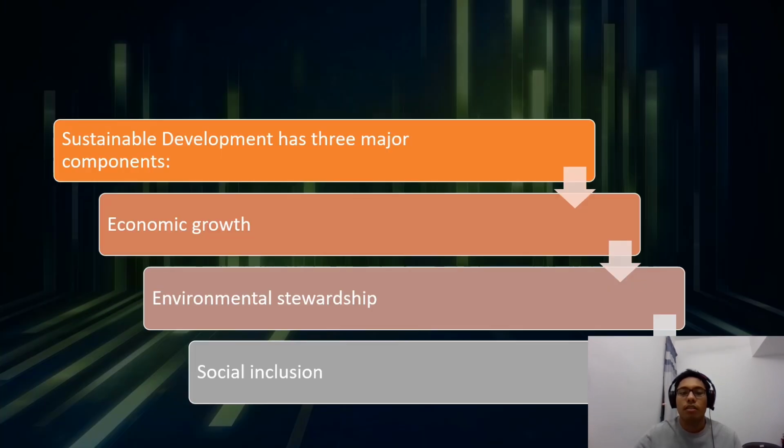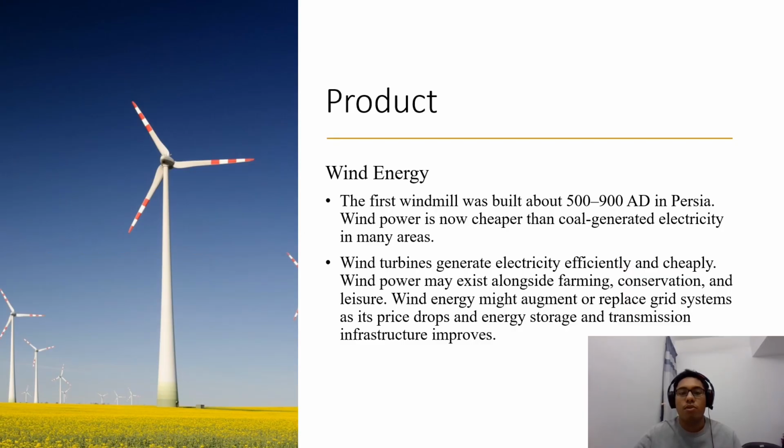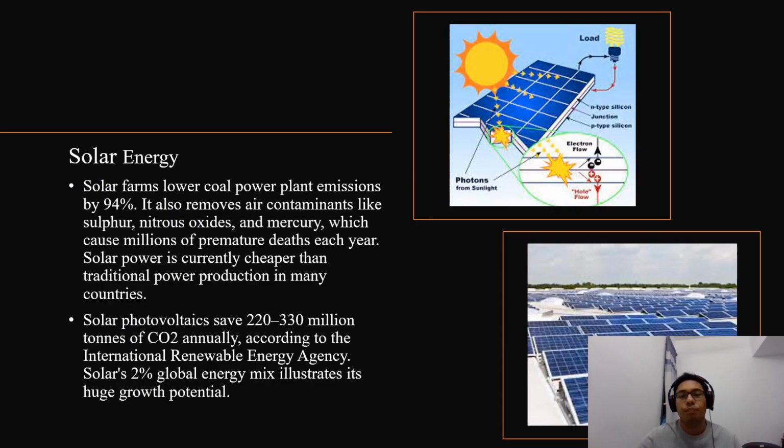So sustainable energy has three measures: economic growth, environmental stewardship, and social inclusion. These are products of the energy resources. For the first one, the wind energy: we can see the wind turbine generates electricity efficiently and cheaply. Wind power may exist alongside farming, conservation, and leisure. Wind energy might augment or replace the grid system as its price drops and energy storage and transmission infrastructure improve.